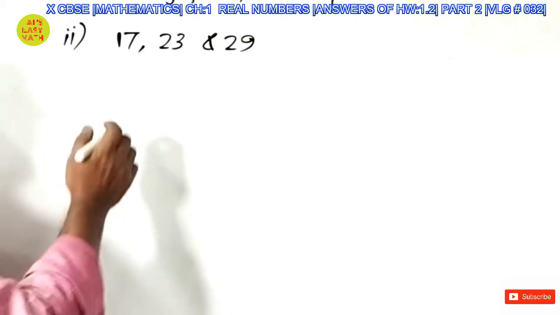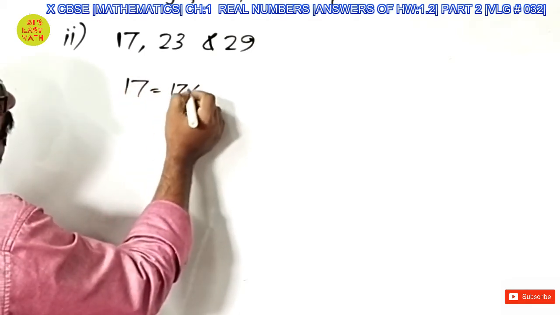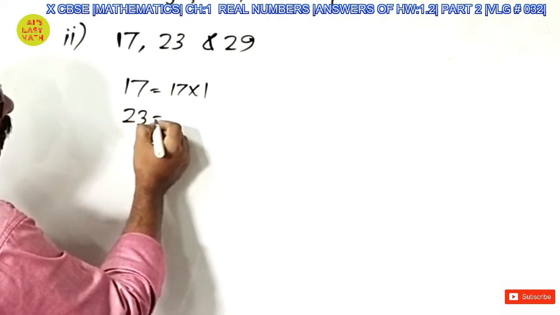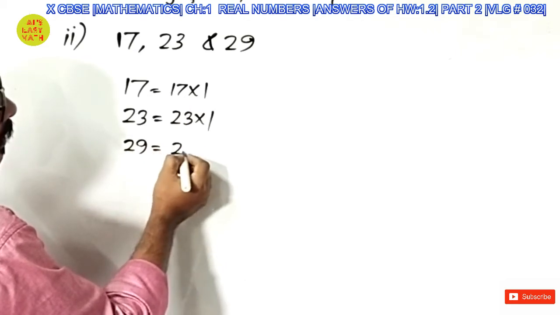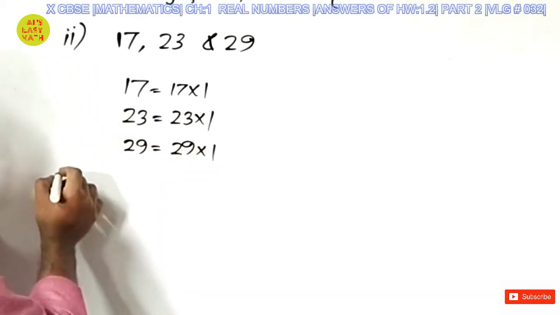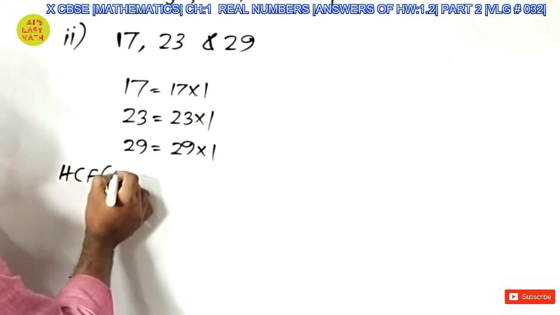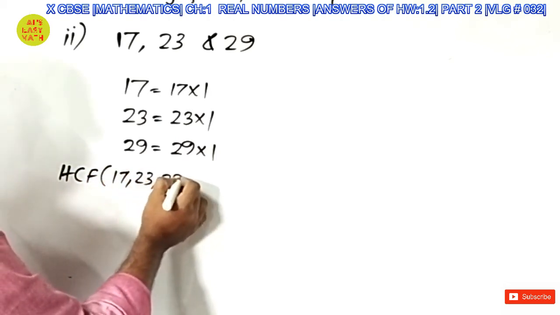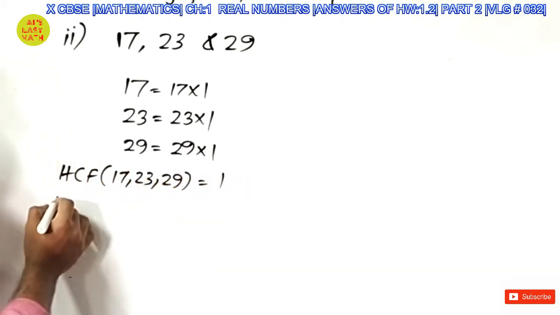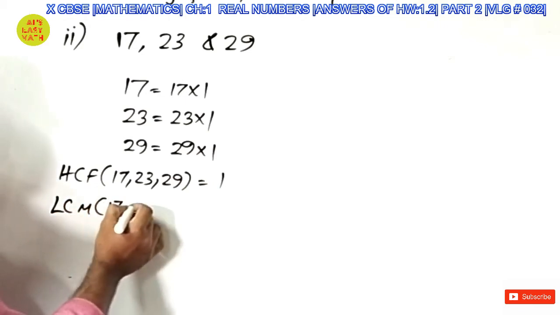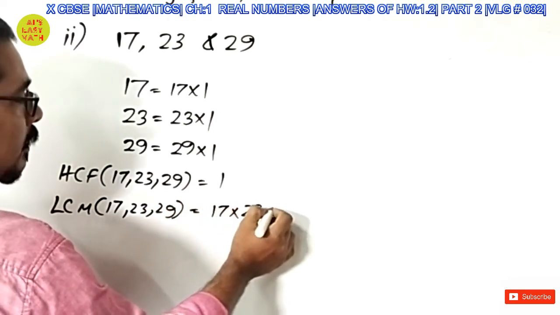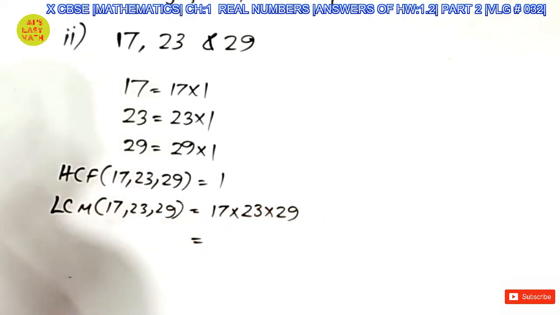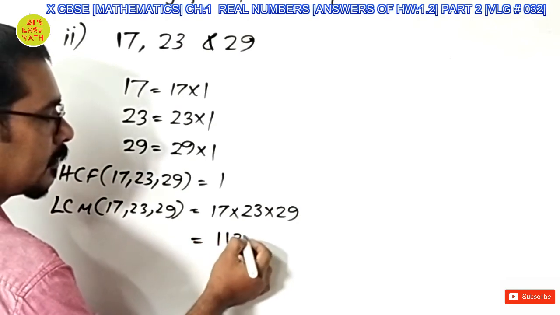Next, we have 17, 23 and 29. These are all prime numbers that we know. So 17 is equal to 17 into 1, 23 is equal to 23 into 1, and 29 is equal to 29 into 1. So what about HCF of 17, 23 and 29? It is 1 itself. LCM of 17, 23 and 29 is the product of 17, 23 and 29. It is 11339.